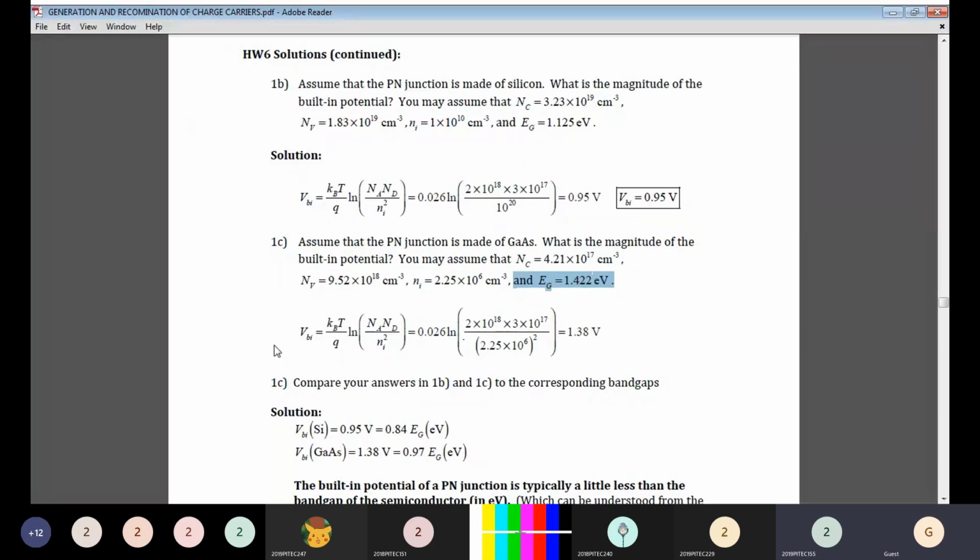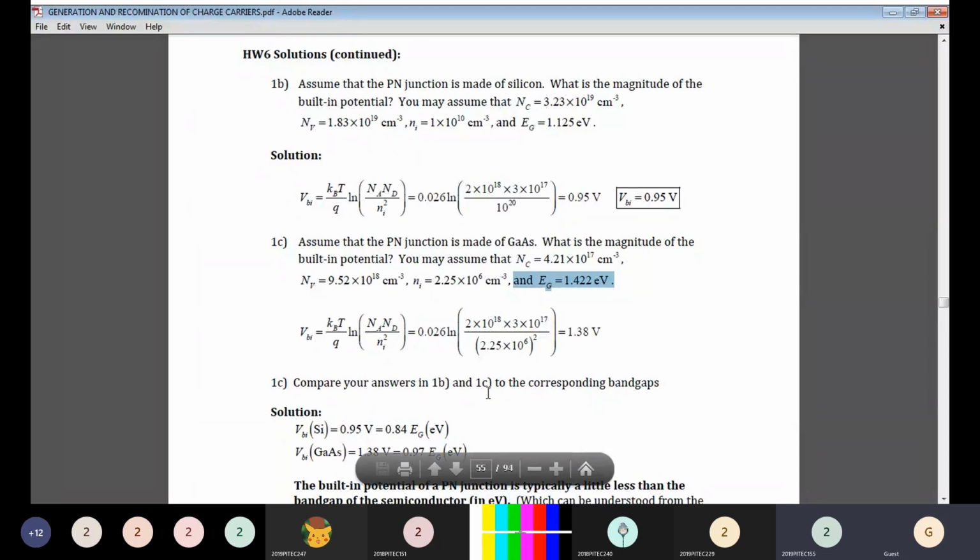VBI equal to kBT by q ln of Na Nd by ni square equal to 0.026 ln of 2 into 10 to the power 18 into 3 into 10 to the power 17 by 2.25 into 10 to the power 6, the whole square, is equal to 1.38 volt.